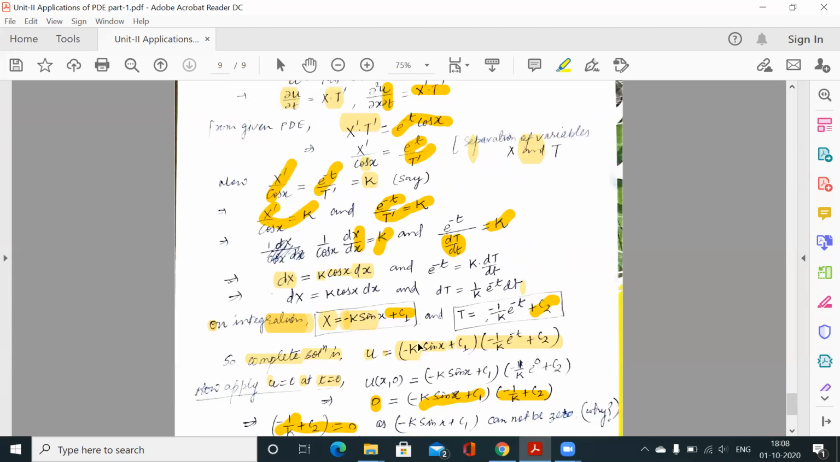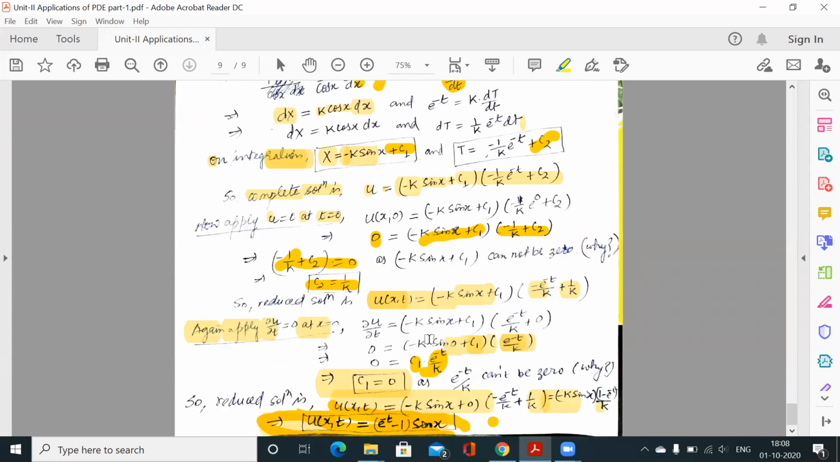So in this way I have explained to you how to apply the separation of variables method or Fourier series method. Both are names for a common method.